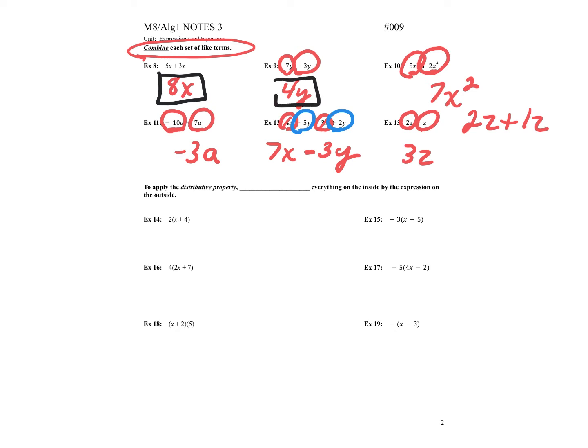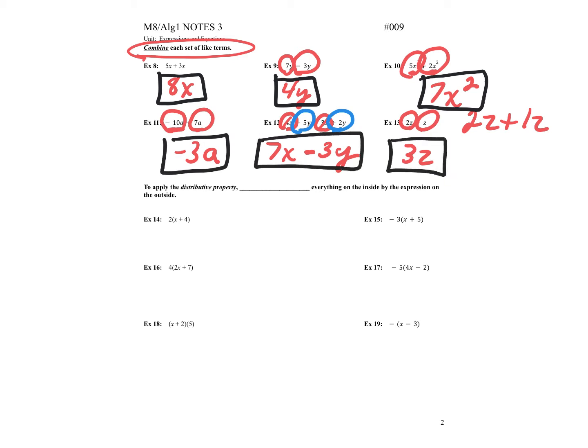Now we're going to approach the distributive property in several ways. We're going to look at it algebraically, and we're going to look at it visually using manipulatives. So to apply the distributive property, multiply everything on the inside by the expression on the outside. So we're going to multiply the 2: 2x plus 8. They're going to multiply the negative 3: negative 3x minus 15.